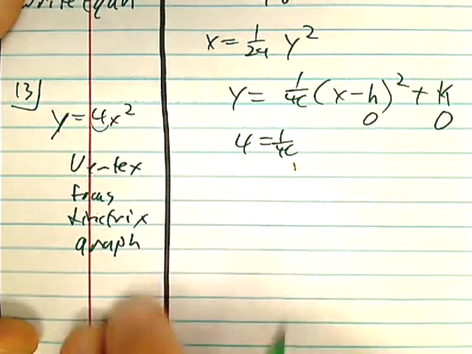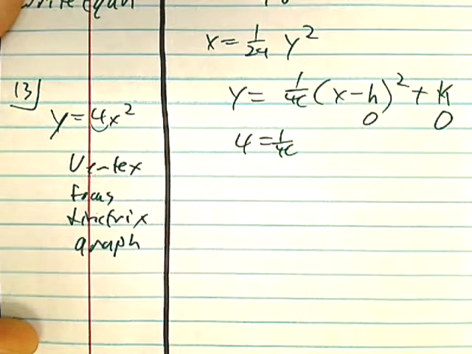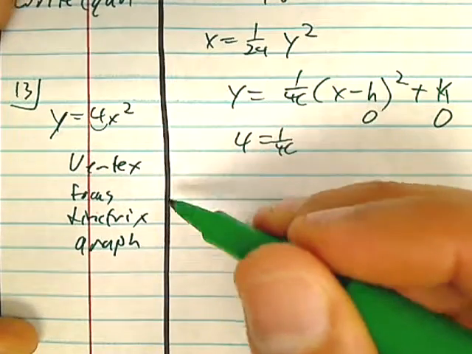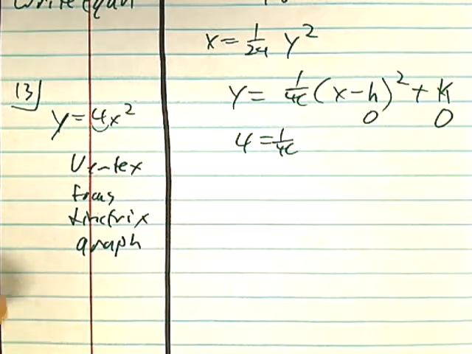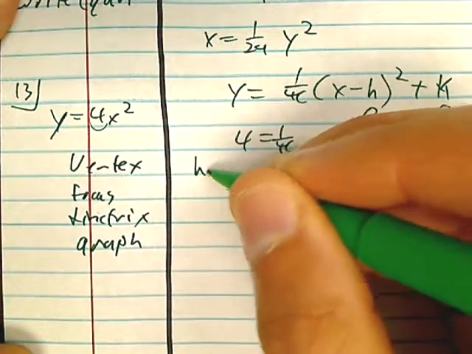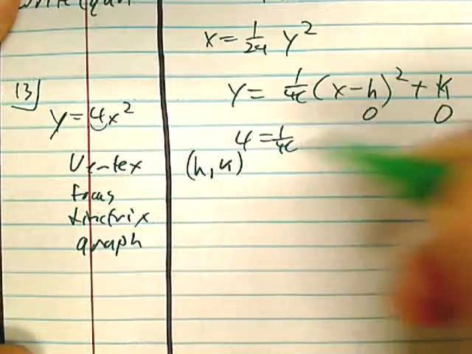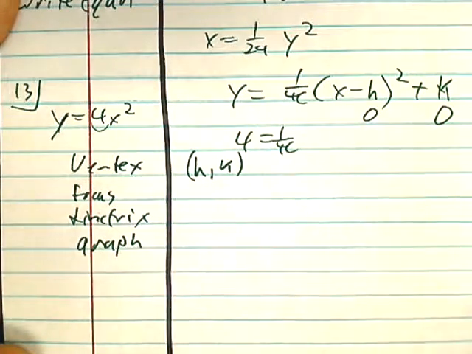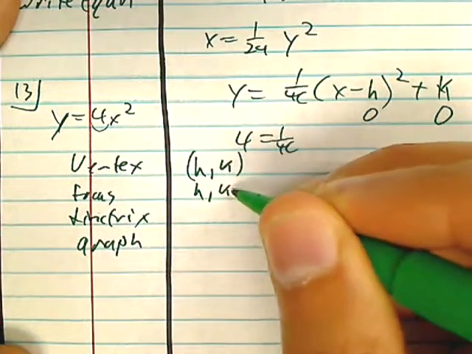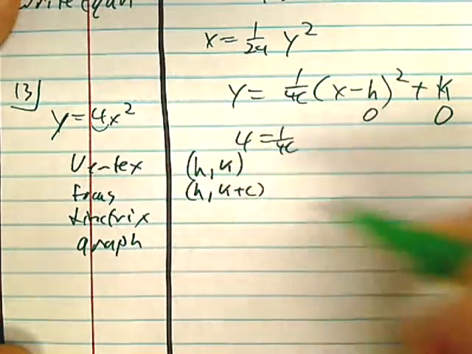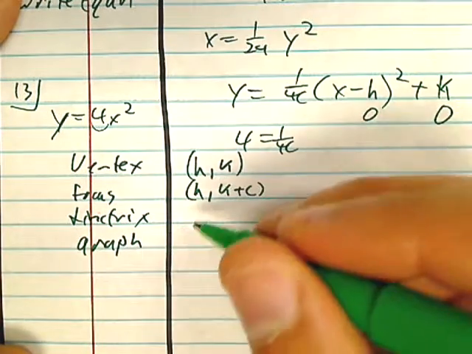So that's the equation you need to solve. That will tell you c. Go ahead and try to find the vertex, focus, and directrix. Okay, the vertex is h, k. The focus is h, k plus c. The directrix is y equals k minus c.